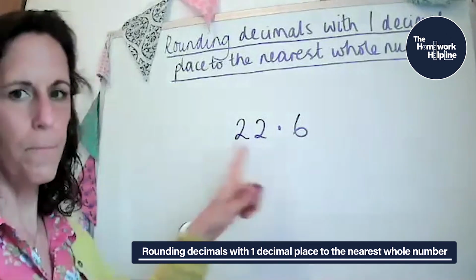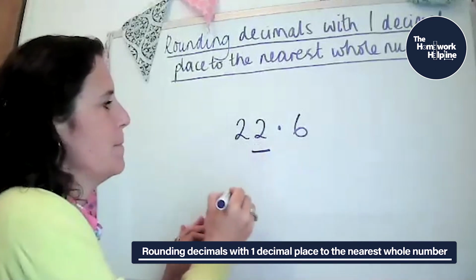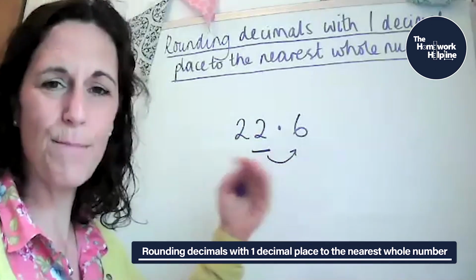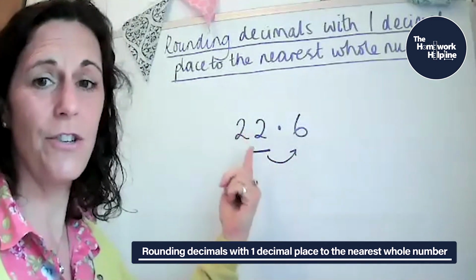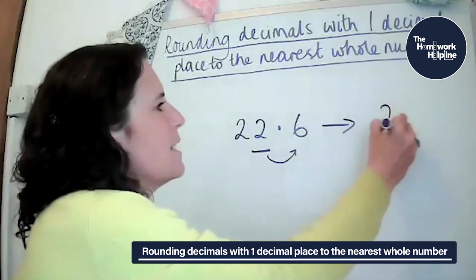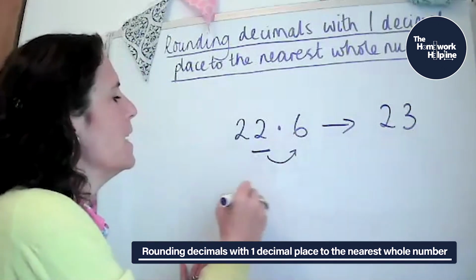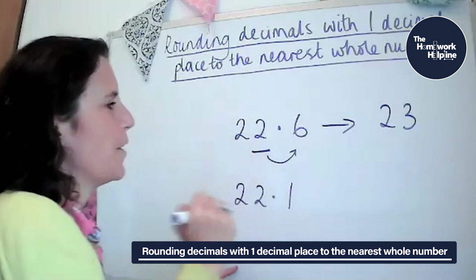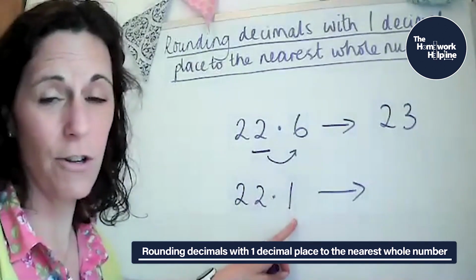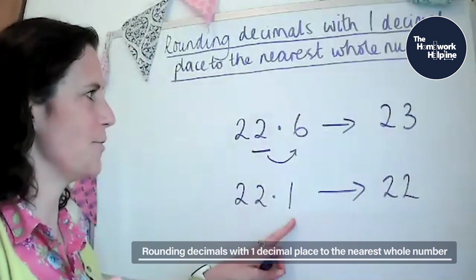So 22.6. Now, we need it to the nearest whole number. So we're going to be looking at the units column and asking this decimal number whether we go up or down. And the decimal number is above 5, it's a 6, so it tells the unit to go up. So 22.6 to the nearest whole number is 23. 22.1 though, we've got 22, but the 1 after it in the tenths column tells us that that 22 has got to stay low. It stays at 22.